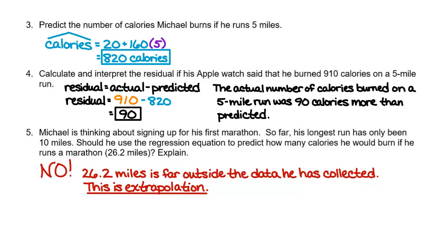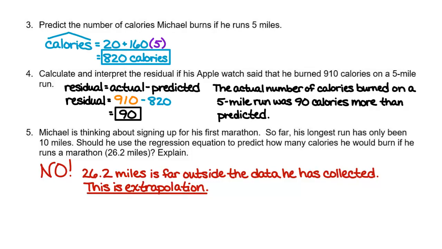You don't want to make predictions that are too far away from your collected data. They're not reliable predictions. Yes? What's considered too far? Not too far, in this case, I don't have what the data is that he's collected, but it says that he's only been out for 10 miles. That's the farthest run he's ever had. So I would say 11 miles, 12 miles, that'd probably be okay.